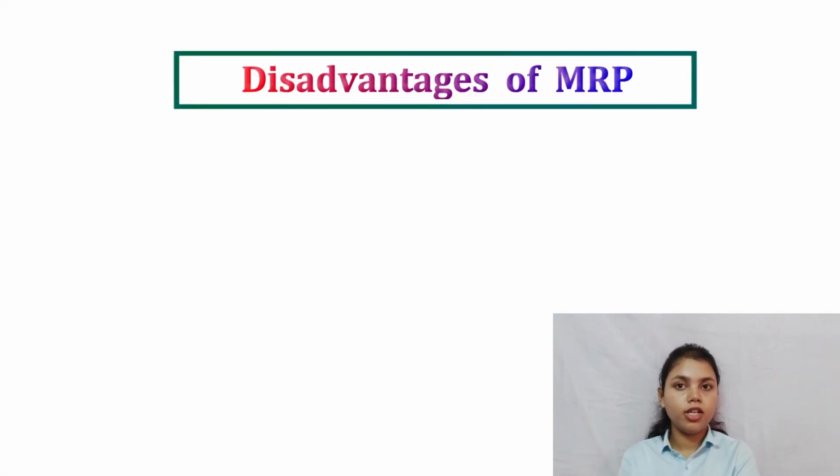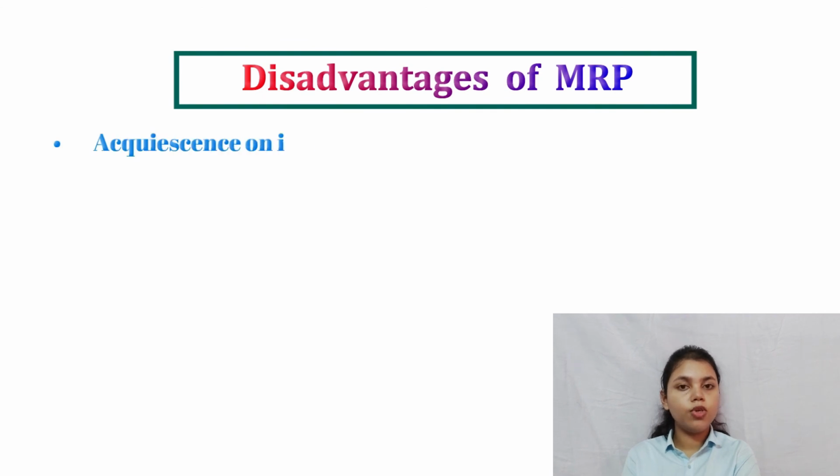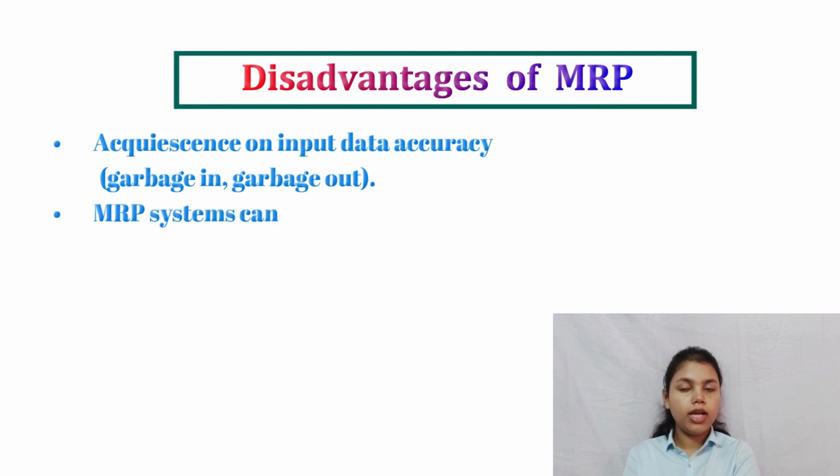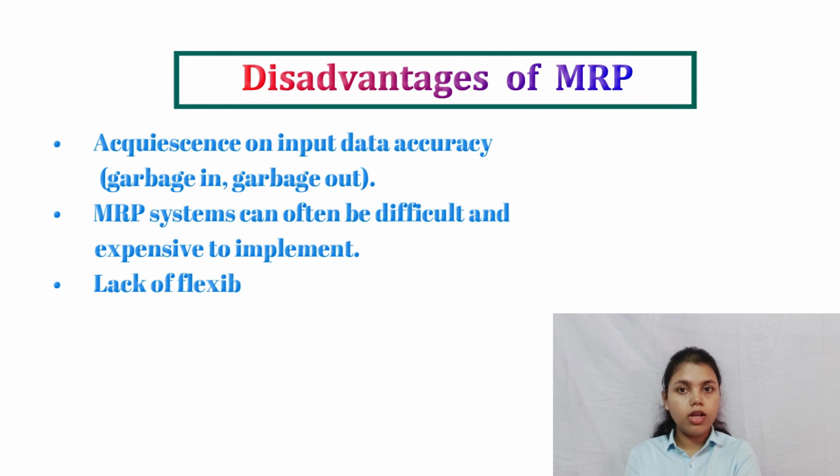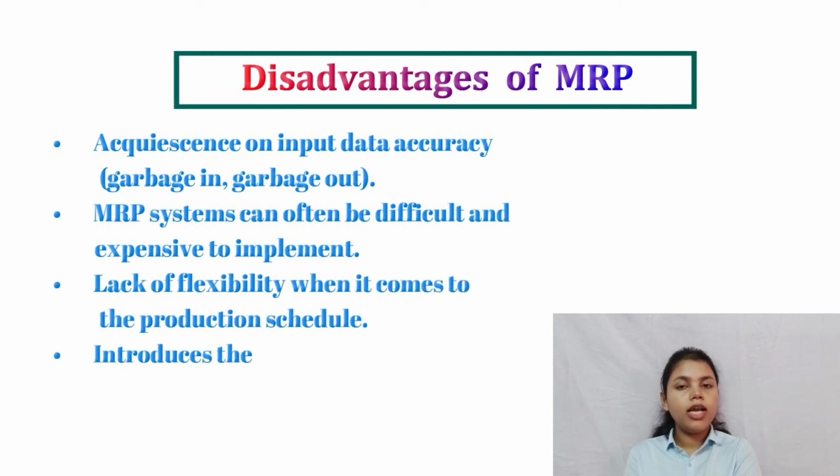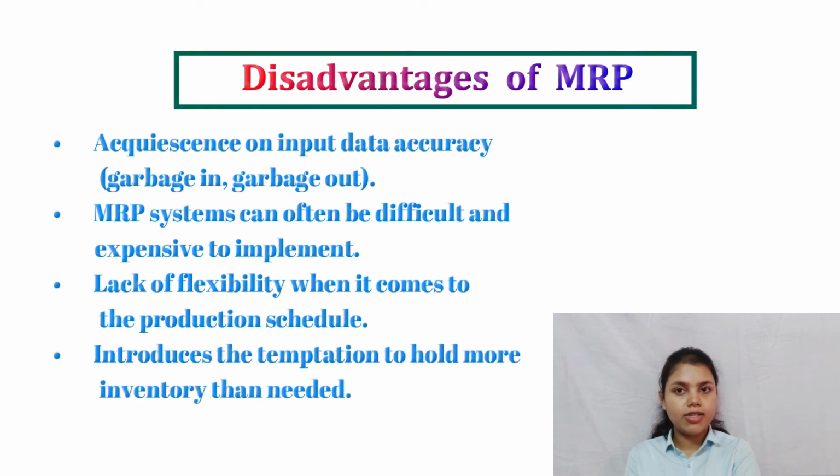Disadvantages of MRP include dependence on input data accuracy, that is, garbage in and garbage out. MRP systems can often be difficult and expensive to implement. Lack of flexibility when it comes to the production schedule. It introduces the temptation to hold more inventory than needed.